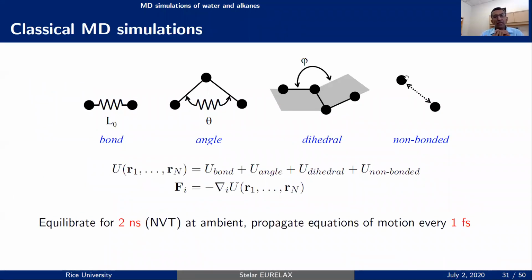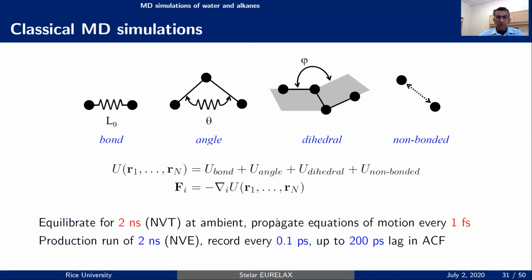So we are going to be doing classical molecular dynamics simulations. Essentially we have the Hamiltonian given by a bond term, an angle term, a dihedral, and a non-bonded term. We derive the forces from this Hamiltonian, and we are going to be using the CHARMM General Force Field. I will mention one result where we have used a non-additive model based on AMOEBA for water. We take particular care in equilibrating the system for a long time under constant number of particles, volume, and temperature. These runs are typically at least 2 nanoseconds long, where the equations of motion are propagated every 1 femtosecond.